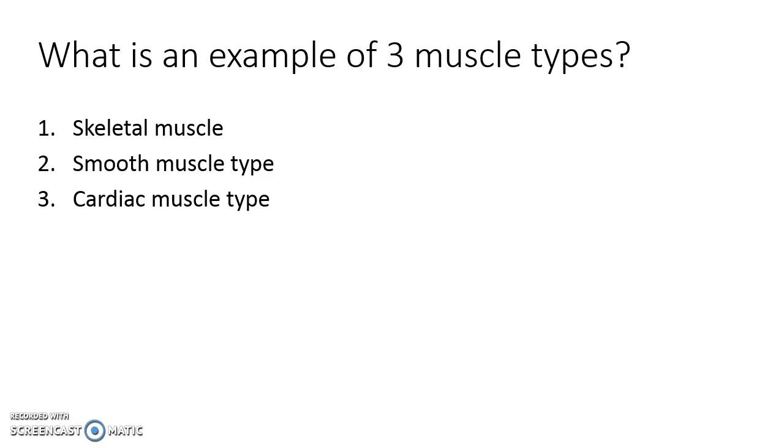Now, what are the three types of muscles? There are three types of muscles: skeletal muscle, smooth muscle, and cardiac muscle. Skeletal muscle, also known as striated muscle, is voluntary muscle, which allows us to control it ourselves. These muscles are attached to our bones by tendons to help produce movement.